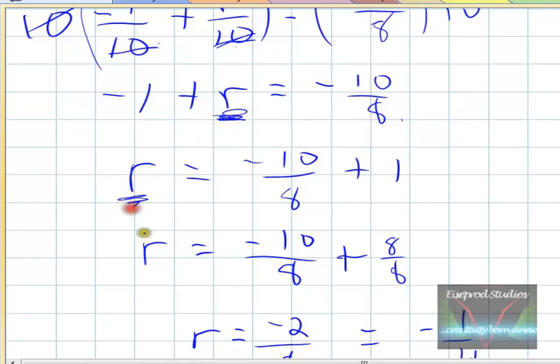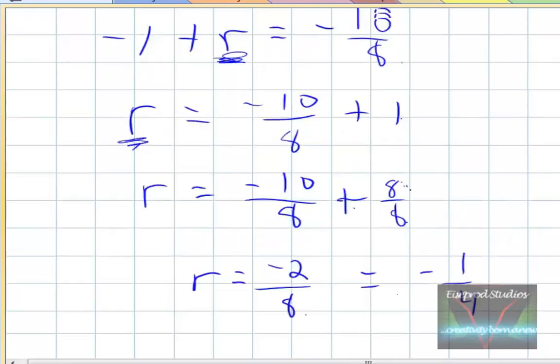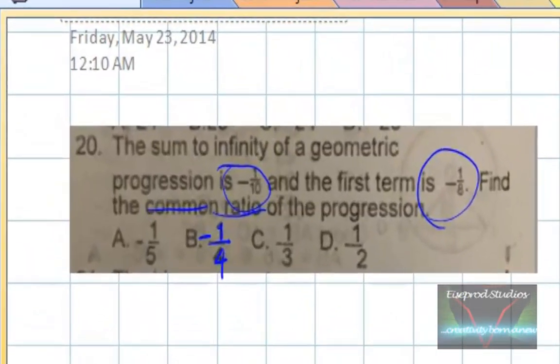So here's r by itself, and I have negative 10 over 8 plus 1. I have r is equal to negative 10 over 8 plus 8 over 8, because 8 over 8 is the same thing as 1, and it allows me to work with this fraction. And so that would mean that I would be left with r is equal to negative 2 over 8, which when reduced is negative 1 over 4. You can't see it well, so I outlined it, but your answer would be B.